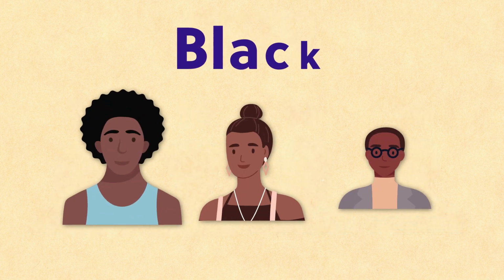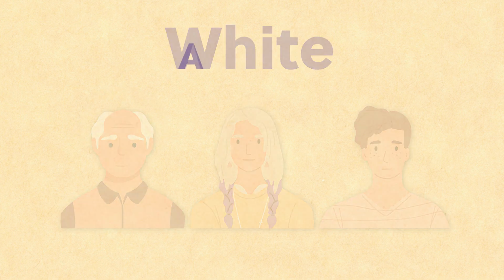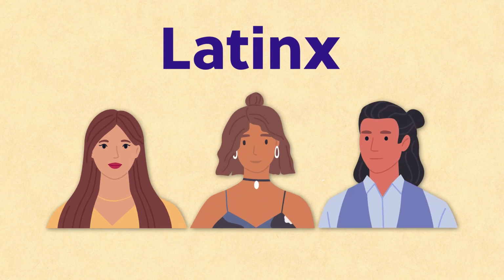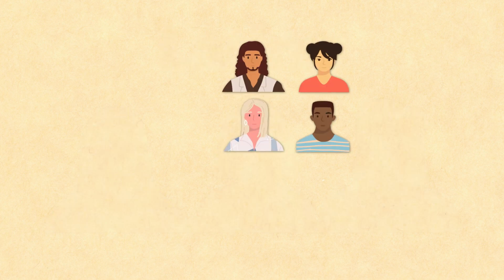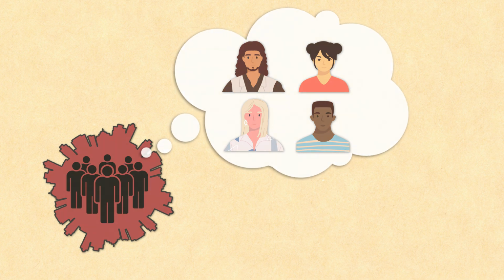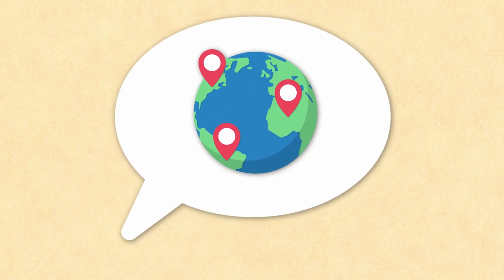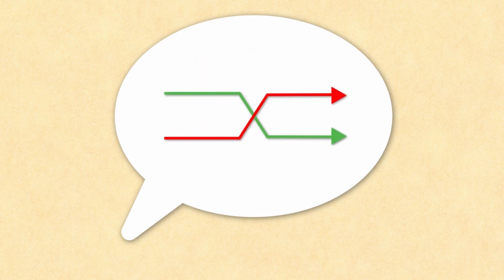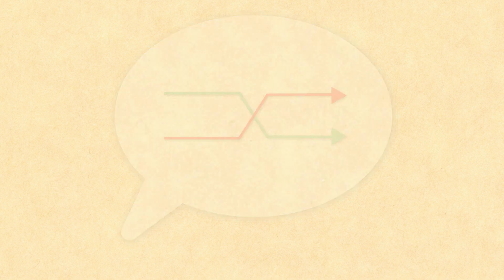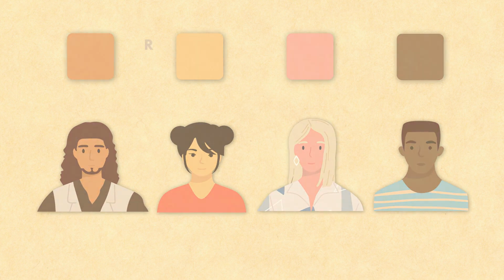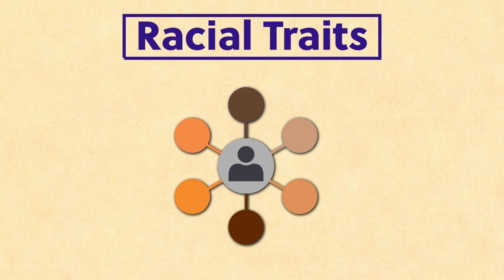Some examples are Black, White, Asian, and Latinx. Race is one way to group people. Society made up the idea of race to group people. They wanted ways to talk about where people came from. They wanted ways to talk about how some people were different from others. For example, people have different skin colors. They called these differences racial traits.